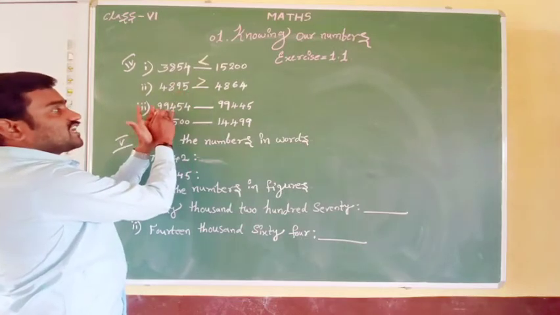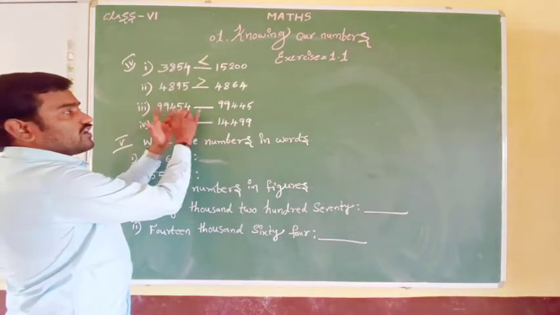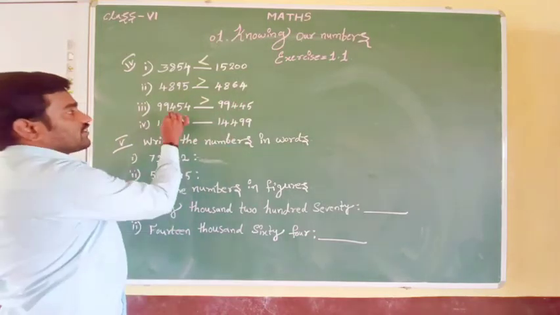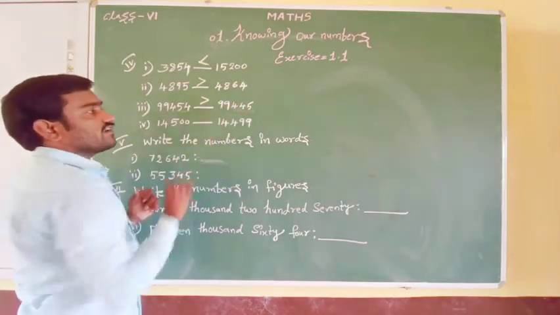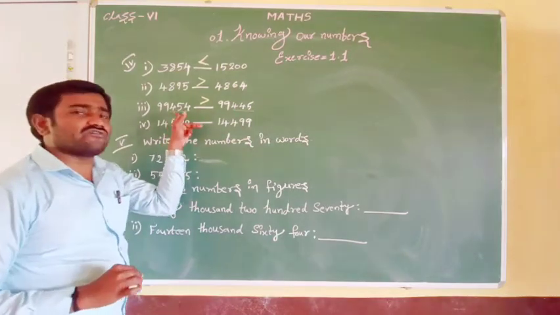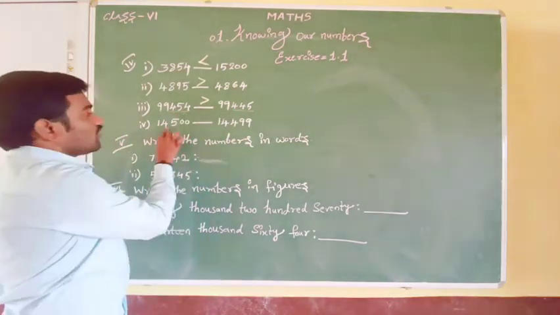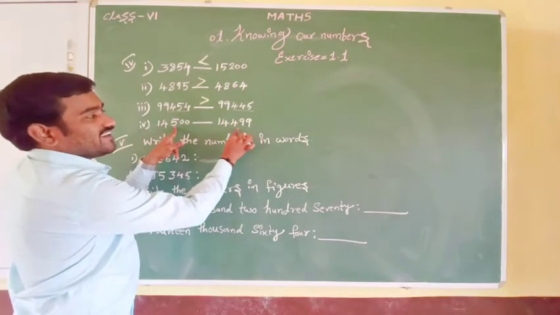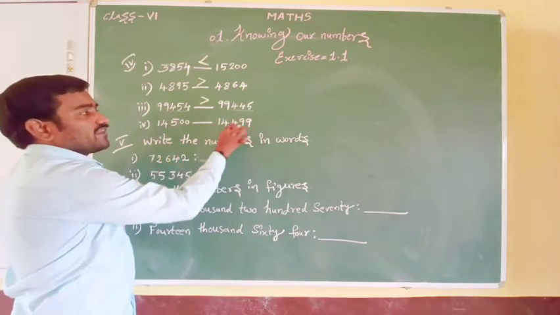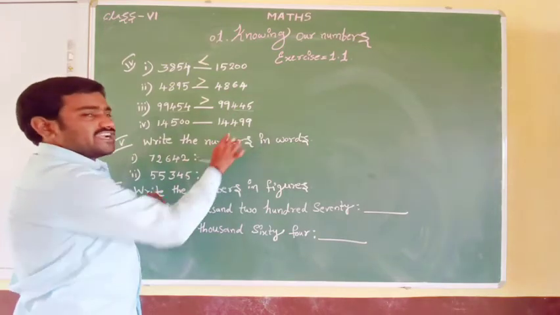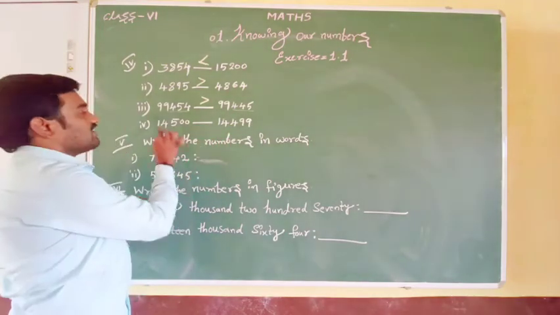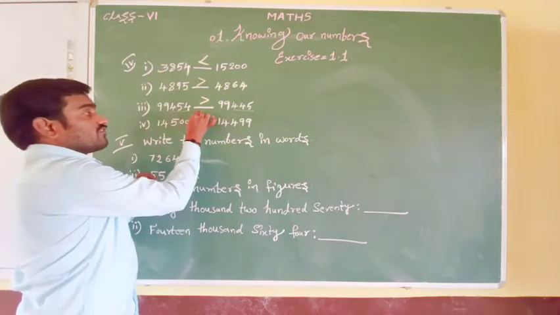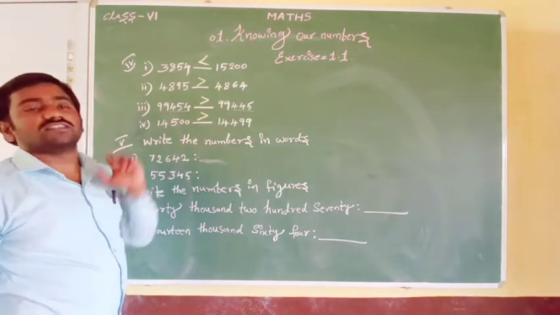So that means 99,454 is greater than 99,445. Here 454, here 445. So, however, 454 is a greater number. 14,000, here also 14,000. Okay. Here 500, here 499. That means 14,499 is one less than 14,500. So here 14,500 is greater than this.